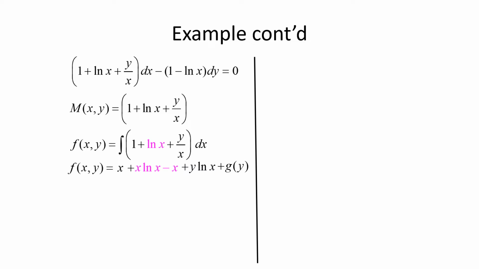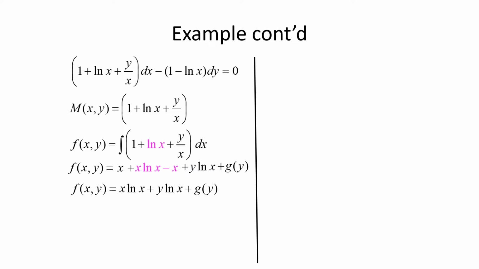We can simplify this. We see that we have an x and a minus x, so those will cancel out. So f of x y will be x times the natural log of x plus y times the natural log of x plus g of y. So this is what our solution is going to look like. Now we need to figure out what g of y is.